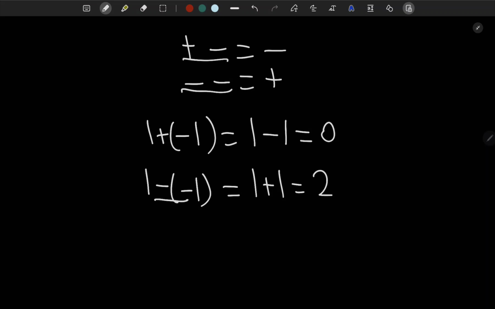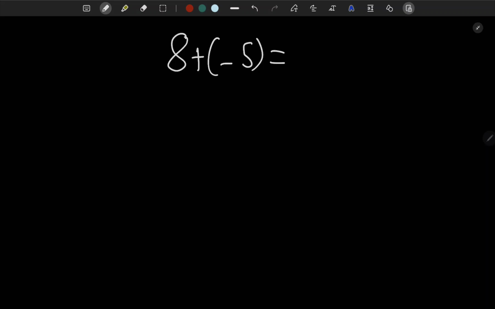And here in the next example, we have 1 minus minus 1. So minus minus becomes plus. So here it just becomes 1 plus 1, which is 2. So here let's do some examples, and this will be simpler to understand.